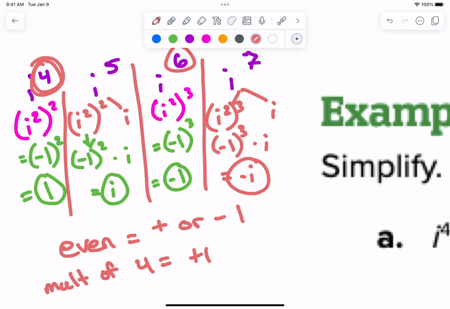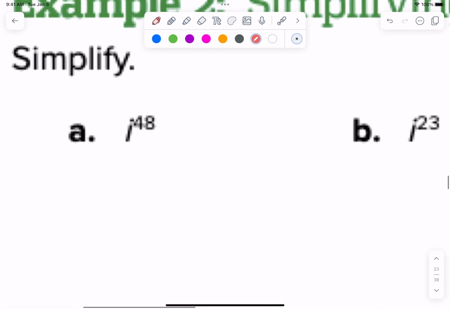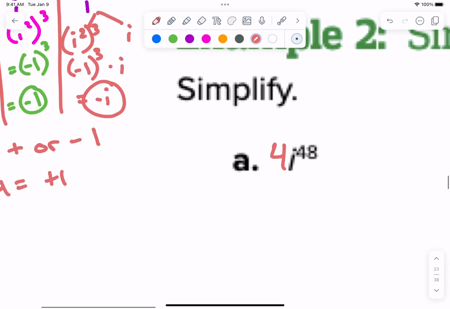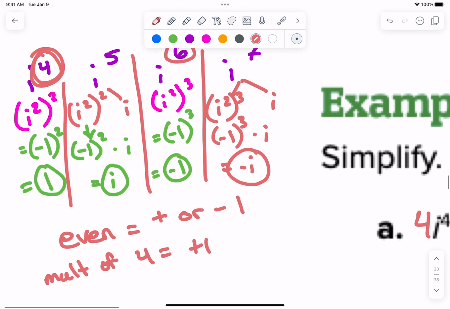Every single time you do this, it's going to be one of those 4 answers. The only time it's not is if, let's say, he had a 4 out in front here. Then you would have to take that whole thing times 4, right? But every single multiple of i is going to reduce to 1, -1, i, or -i. Got it?